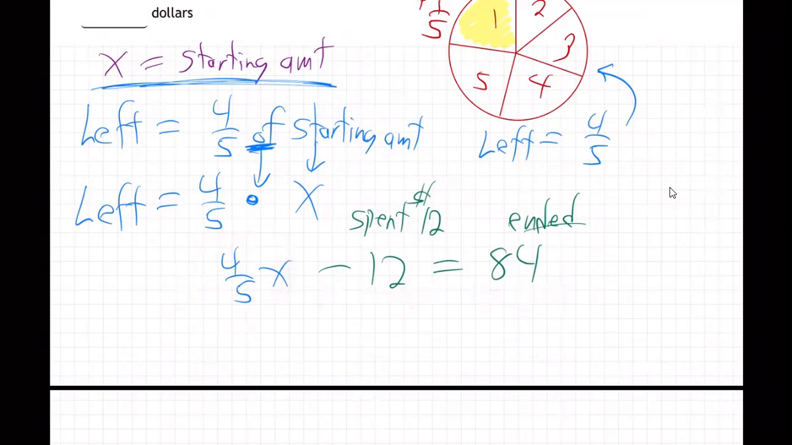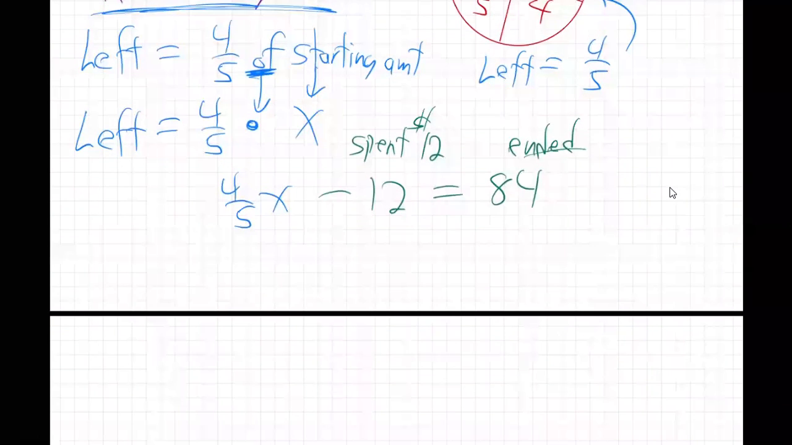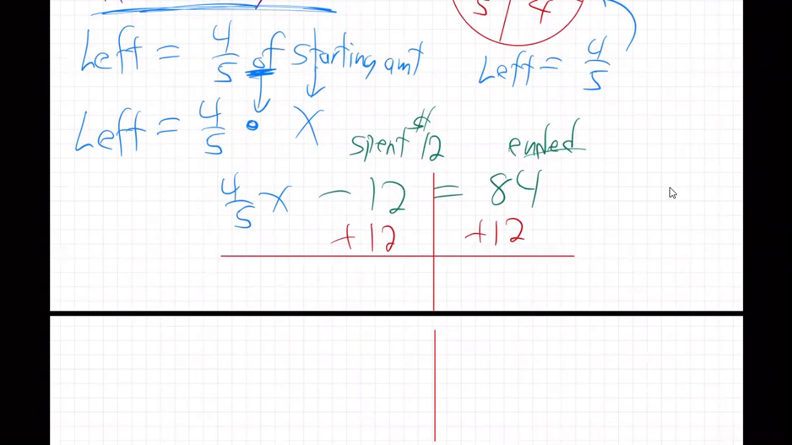So now we just solve this little equation for X. Here is the wall of separation here. And I think the easiest way to go would just be to add the 12 to both sides in the beginning, like that. And so we get 4/5 X equals, what's that, 96.